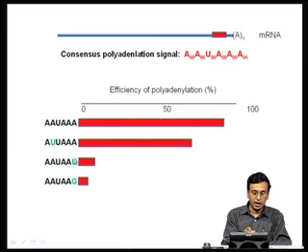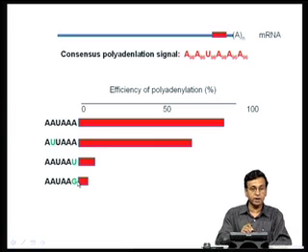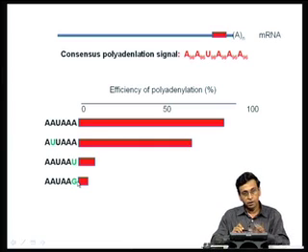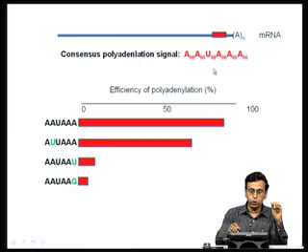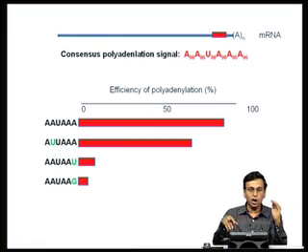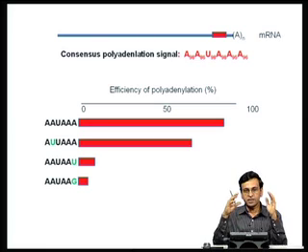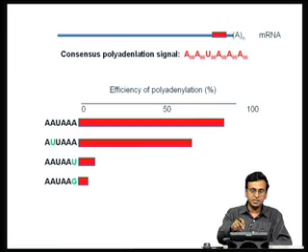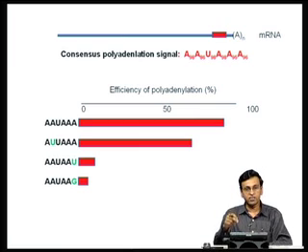Similarly, if you now mutate the last A residue to U, there is a dramatic drop in the polyadenylation efficiency. Similarly, mutation of A to G also results in a dramatic decrease in the efficiency of polyadenylation, clearly indicating that this sequence AAU-AAA is very essential for efficient polyadenylation of eukaryotic messenger RNA. And as we go along, we realize that one of the polyadenylation binding factors actually recognizes the sequence, and this is the first signal for polyadenylation of messenger RNA.